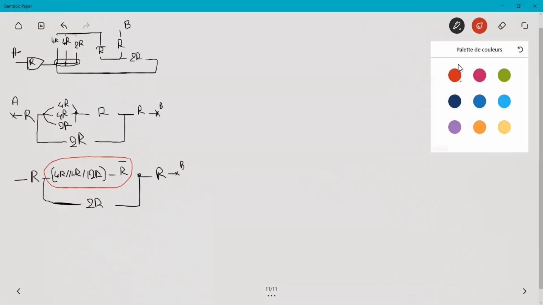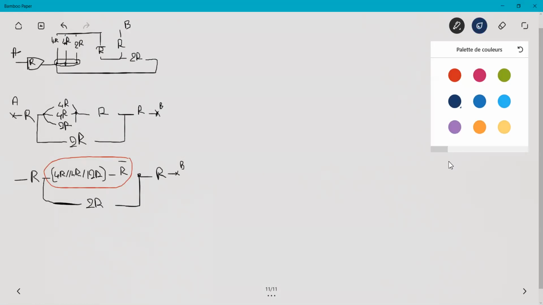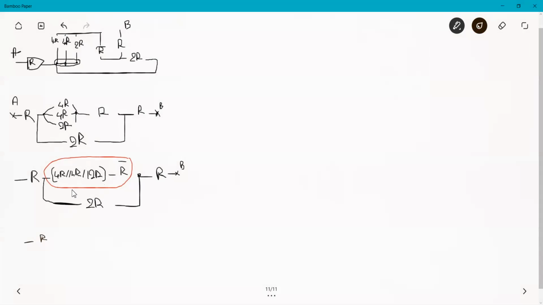And little by little, you're going to simplify this, which is R, then the sum of these two, which is going to make a unique resistor. Let's call it R Ec. Then you have 2R here, and an extra R here.